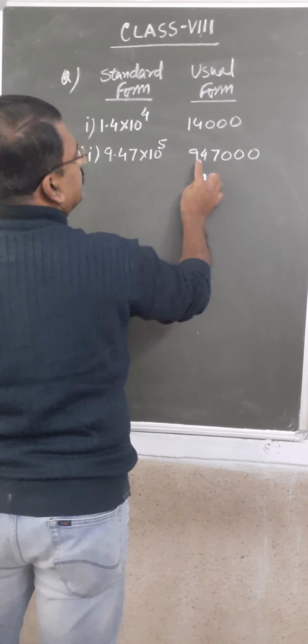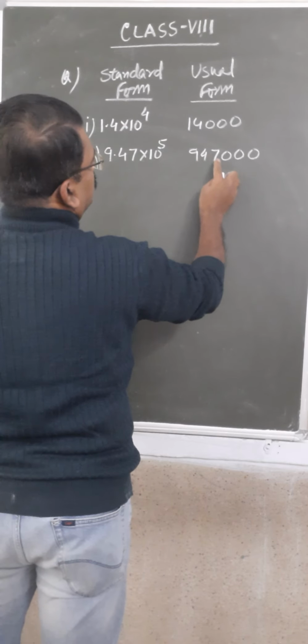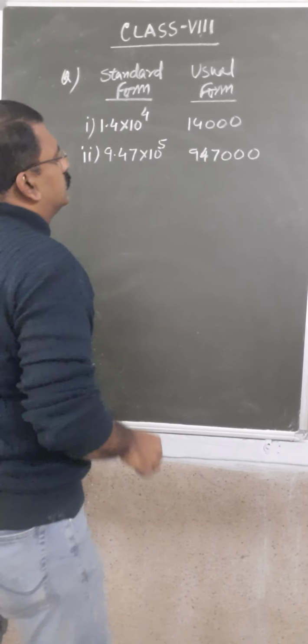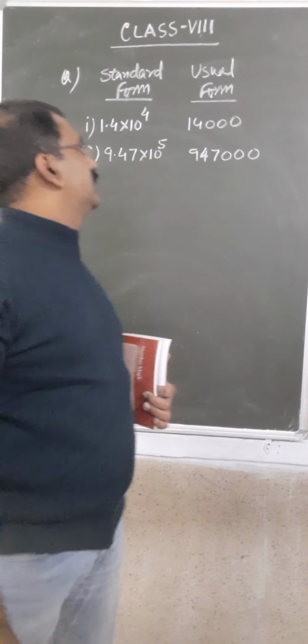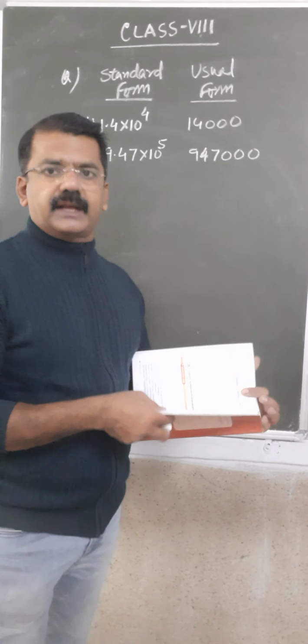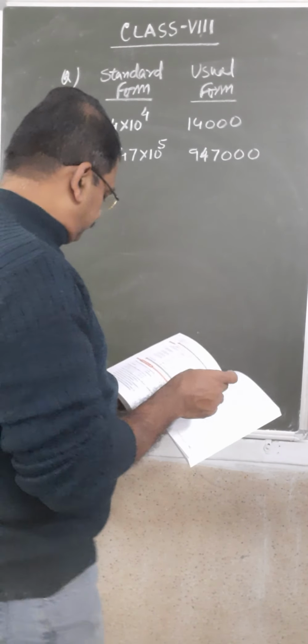So initially the decimal was here. So 1 place, 2, 3, 4, 5. We have shifted 4 places. Now this is in the usual form. 947,000, 9,47,000. That is in the standard form. Clear?